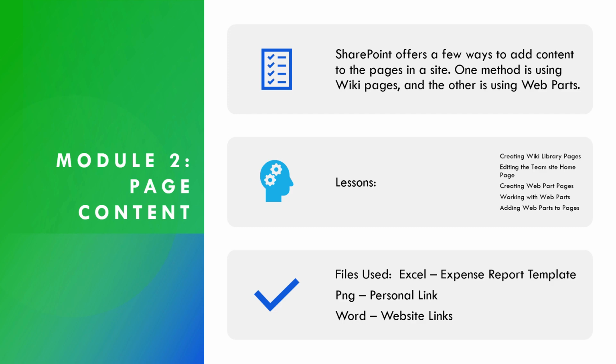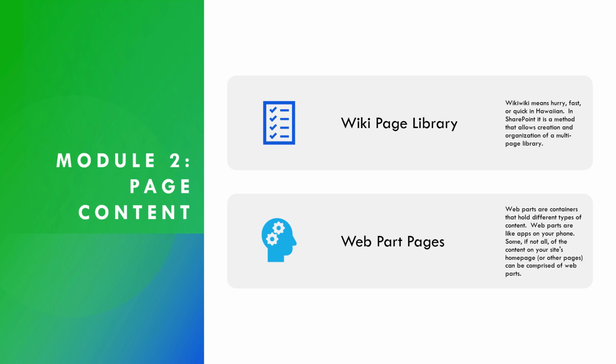The files that we're going to use that are in the video description are an Excel file called Expense Report Template. We're going to use a PNG file called Personal Link. And the other file is a Word file called Website Links that I'd like you to have open on your computer just so we can access these websites quickly. So the other files, the Excel and the PNG, you want to put them in a folder on your desktop for easy access.